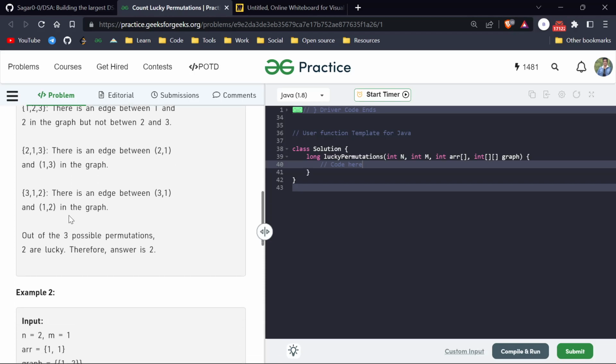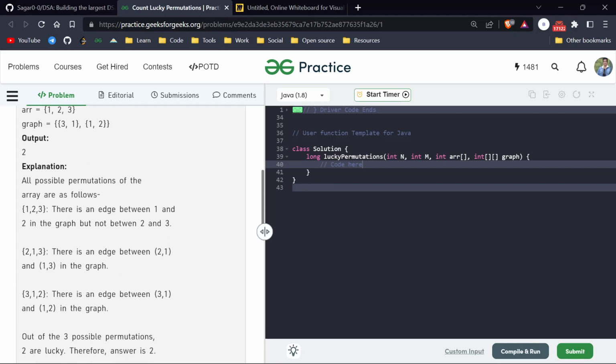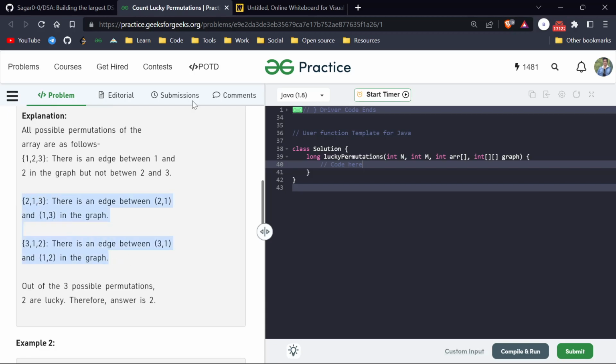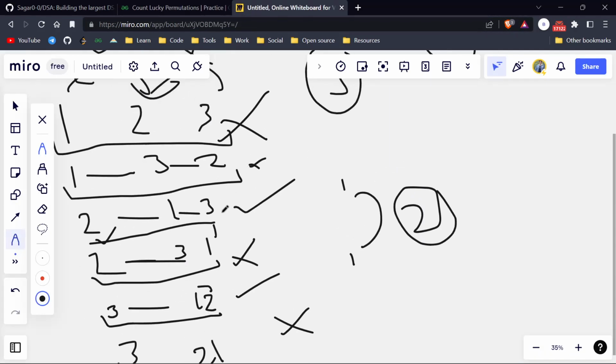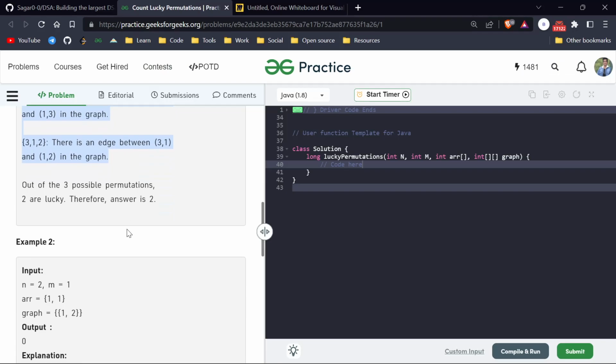Okay, and just don't confuse yourself with this thing that 213 is equal to 231 in our undirected graph. They are not equal. Okay, and we have to consider all the permutations and then find the lucky ones. Okay, and what is the approach?